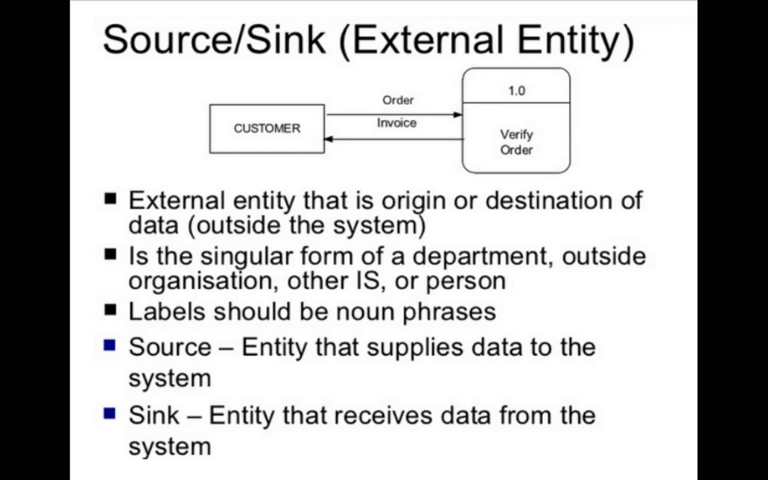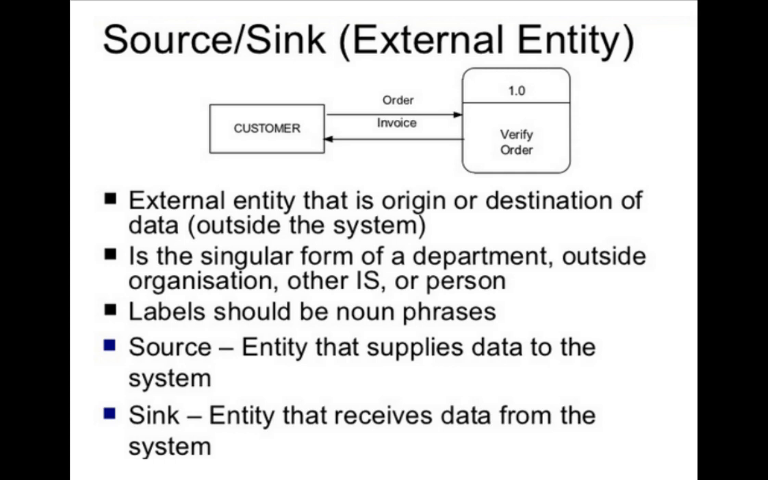Now source or sink, that is an external entity, or generally we call it an entity. An external entity is the origin or destination of data. The input will start from this entity. The final output will be to this entity, that is the source or sink. It can be a department or it can be a person. The label of this source or sink should be a noun phrase.